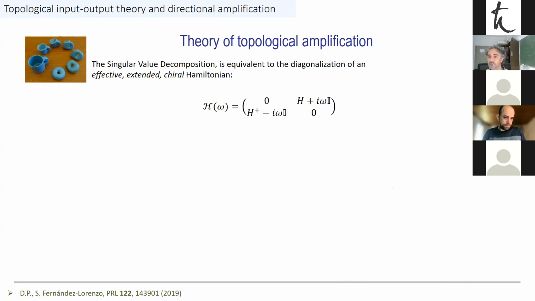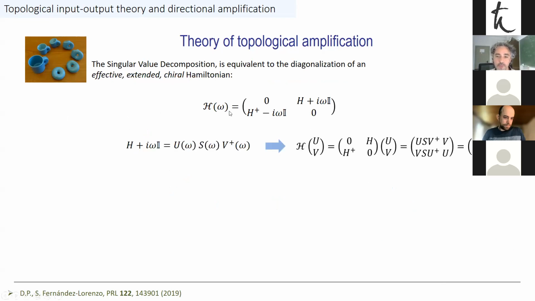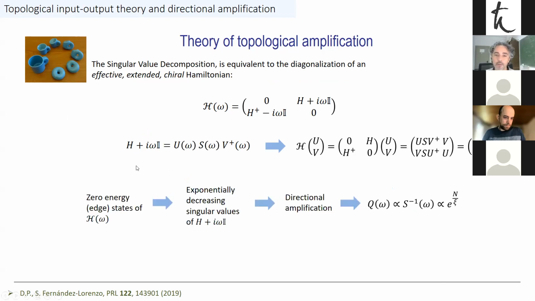Now, there is a funny thing about the singular value decomposition: it turns out to be equivalent to the diagonalization of an effective Hamiltonian H. This is a very useful observation, because if we work with the singular value decomposition, we can make a description in terms of effective Hamiltonians. We don't have to work with non-Hermitian matrices. We can work with eigenstates of this enlarged Hamiltonian H.